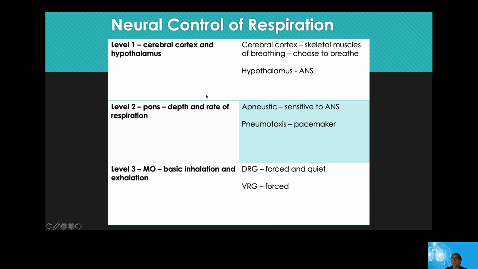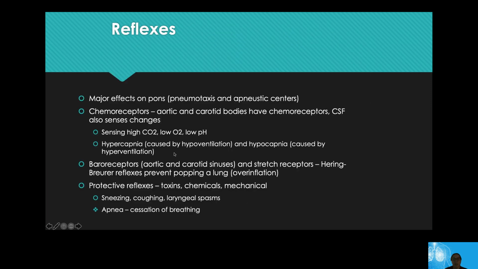Now, what would trigger some of these unconsciously might be reflexes. Reflexes have major effects on the pons. There are basically going to be 3 different types of reflexes. First one, chemoreceptors. They're found in places like your aortic or carotid bodies, and even your CSF has chemoreceptors. And like I said before, guys, you are best at sensing high CO2, low oxygen, which means you also have a low pH.